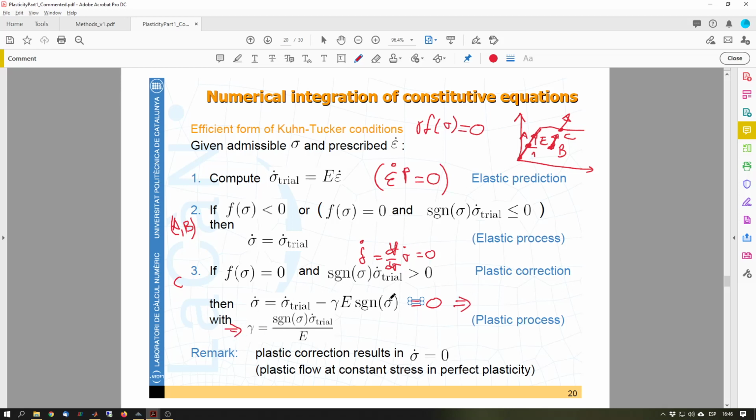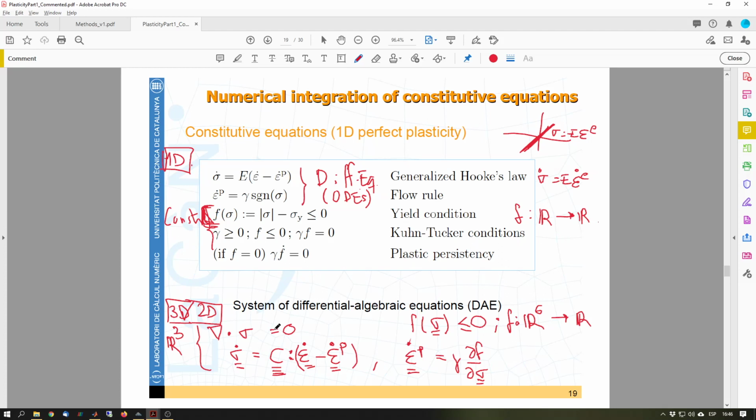So this is an efficient way of respecting our Kuhn-Tucker condition, that f of sigma is only equal to 0 whenever our gamma is larger than 0, and we only have f dot different from 0 when gamma is equal to 0. So that is a way of checking that. And that will be used also in our scheme.